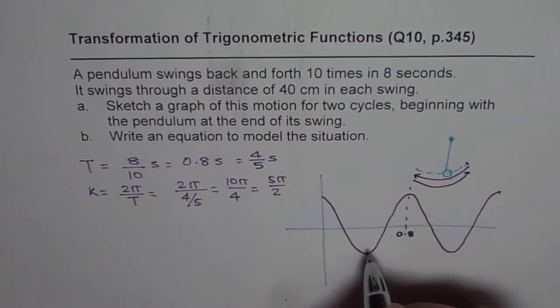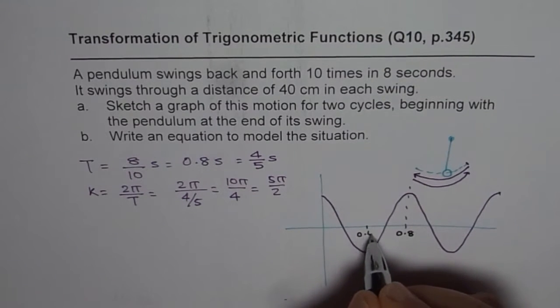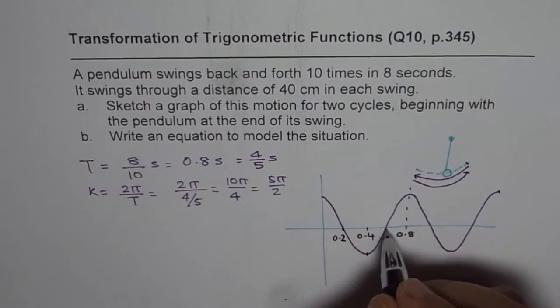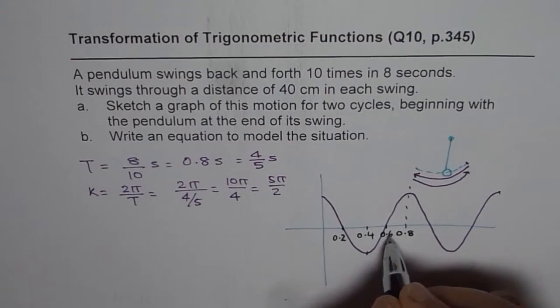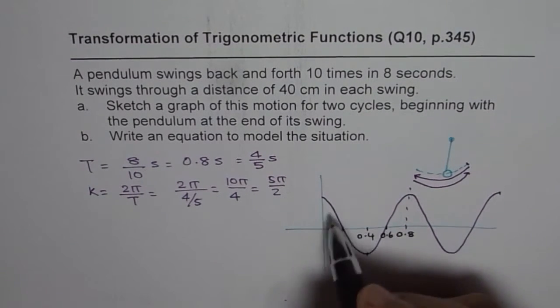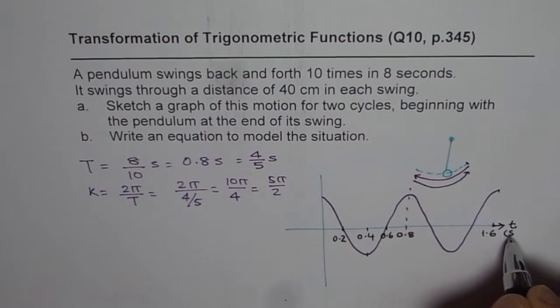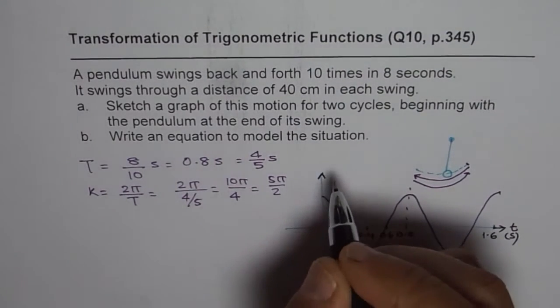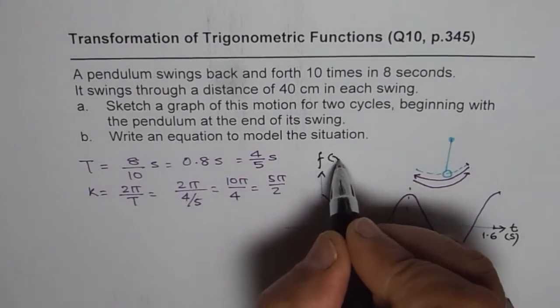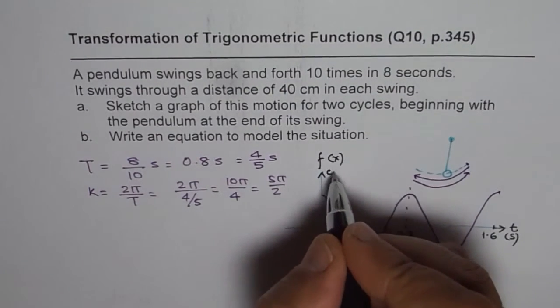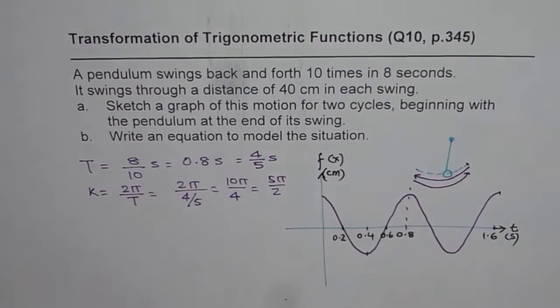Half of that will be 0.4 and half of that will be 0.2, and this should be 0.6 for us. So that is one wave. 2 waves will be completed in 1.6 seconds. So this is time in seconds. Here we have amplitude, or the function f of x, and the units here will be in centimeters.